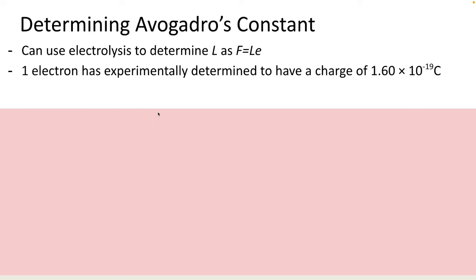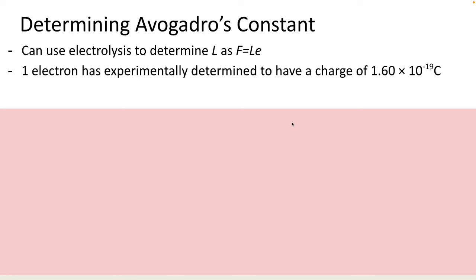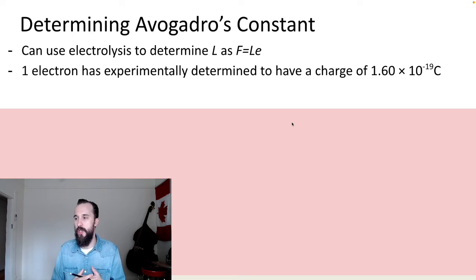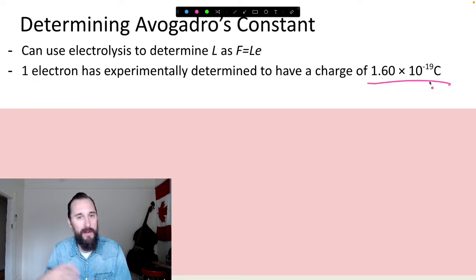So let's finish off here by looking at another useful thing that we can use electrolysis for, which is for determining Avogadro's constant using this relationship F equals LE, where F is our Faraday's constant, L is Avogadro's number, and E is the charge of just a single electron. So one electron has experimentally been determined to have a charge of that many coulombs, a very small amount. We don't have to worry about how they've got this value, just the fact that we've got it, and it's a constant.